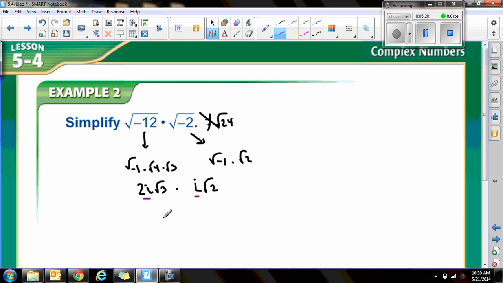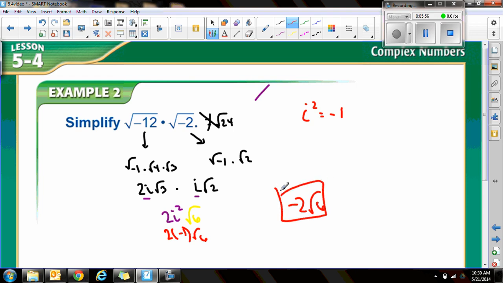So we go 2i times i, which is going to give you a 2i squared. And then the stuff on the inside, we're going to end up with square root of 3 times 2, or square root of 6. Now, the big rule of the day is the one that we mentioned earlier. i is not only the square root of negative 1, but it also leads us to the fact that i squared actually is negative 1, which means whenever an i squared comes up, that whole thing can actually become a negative 1. So I end up with 2 times negative 1 times root 6, which gives me a final answer of negative 2 square root of 6.